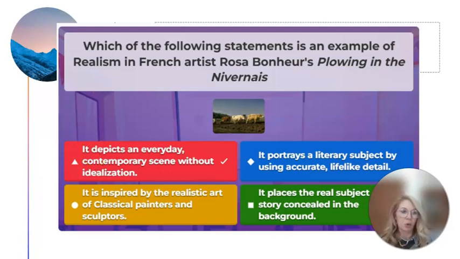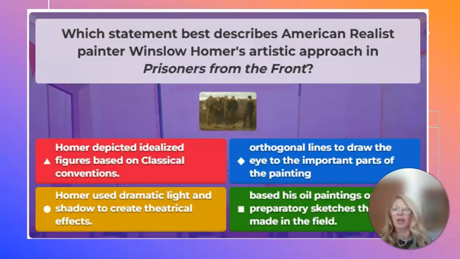Okay, next question. Which statement best describes American realist painter Winslow Homer's artistic approach in Prisoners from the Front? The correct answer, he based his oil paintings on the preparatory sketches that he made in the field. Remember, he was a reporter. And so he was trying to report in the newspapers what was happening during the war.